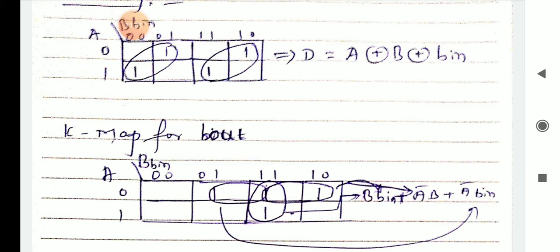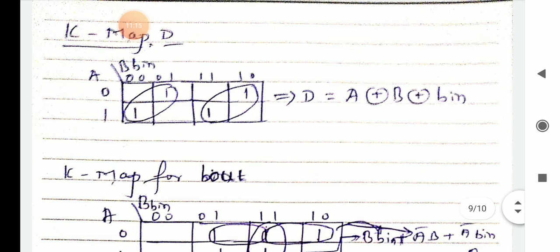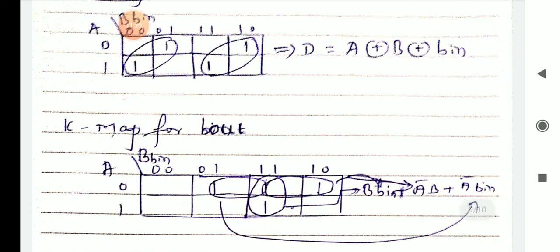You have to make it 4 combinations: 00, 01, 11, 10. Then you can write the 0 and 1. Okay, so A, B, Bin are the inputs. So how are you going to perform this one? How are you going to place the 1s and how are you going to do the diagonal?